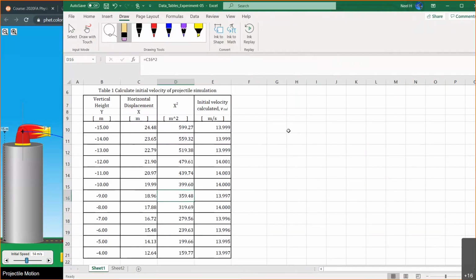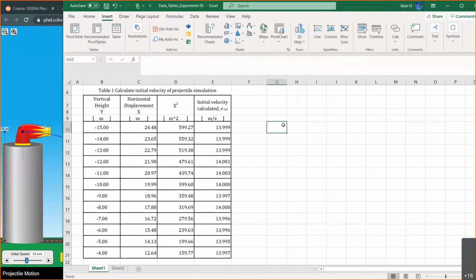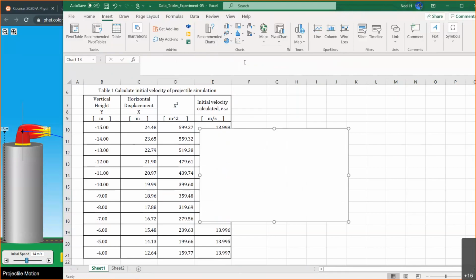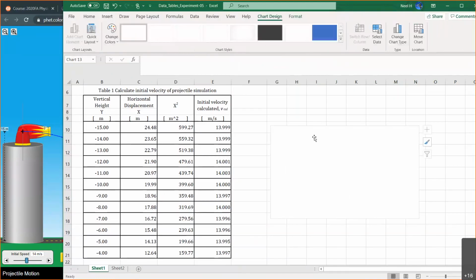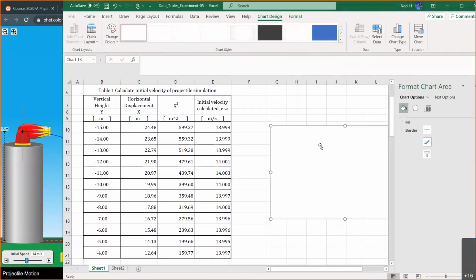Okay, then let's make a graph. How do we make the graph? Let's insert a graph sheet first, right? There are a couple of different ways, but I prefer this method. Insert, then in the middle you will see a chart area. Click the chart, scatter plot. Okay, scatter plot, and then double click on the graph.